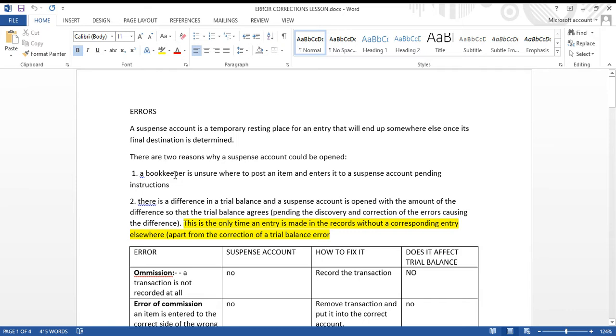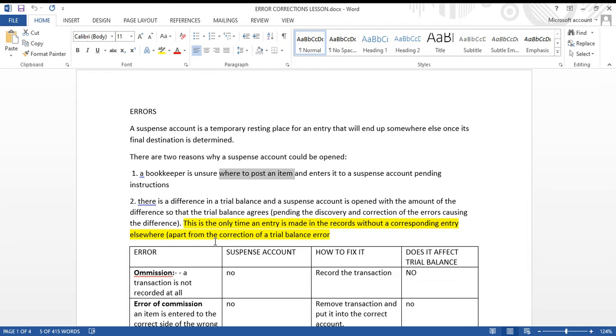And then there are two reasons why the suspense account could be opened. Number one, you are unsure where to post an item, so you need a temporal place to post an entry. And the second reason is when there's a difference in the trial balance. You find that the debit side and the credit side are not agreeing.